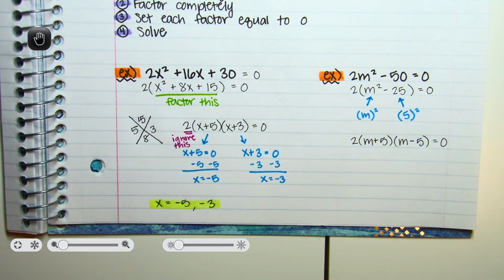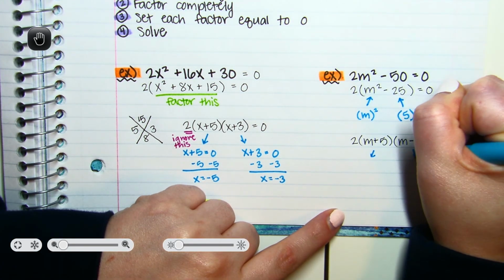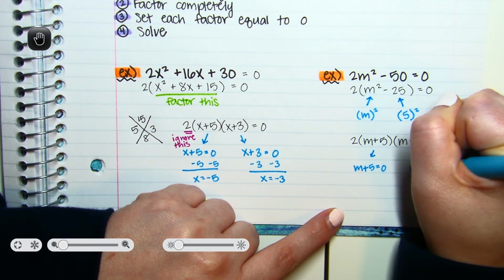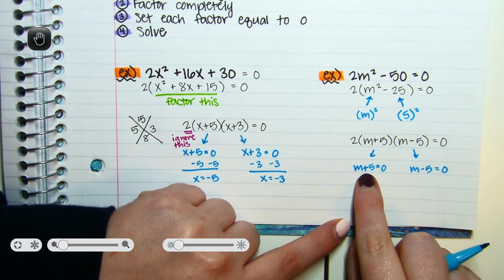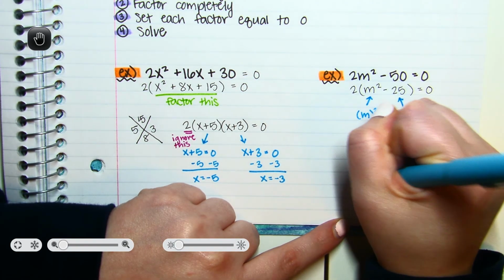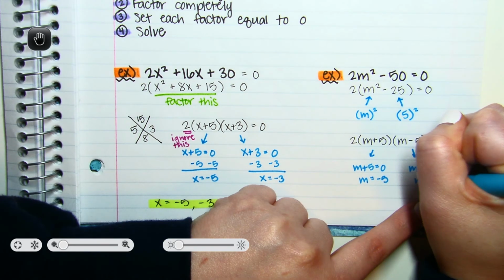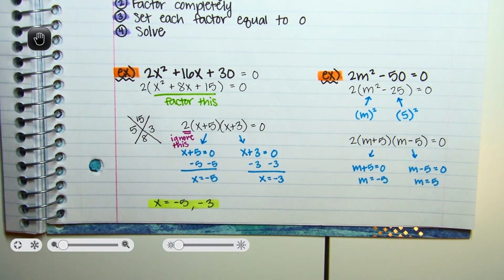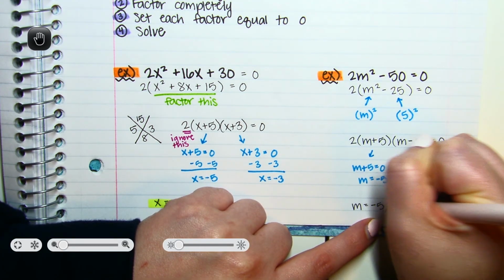Now from here, we can solve both of these. So m plus 5 equals 0, and m minus 5 equals 0. So subtract 5 from both sides, and you get m equals -5. Add 5 to both sides, and you get m equals 5. If you want to show that step of subtracting 5 and adding 5, it's totally fine. You can do that. So my answer is going to be equal to -5, 5.